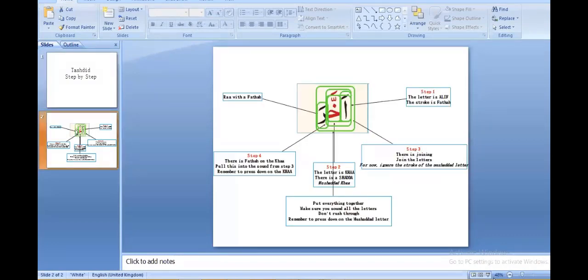Okay, so as you can see over here, this is the word. The first letter is alif, and it has the stroke of fatha on it. If I were to read it by itself, I would say a. The next letter is kha, and there is a shadda on it. So this makes it a mushaddad kha.